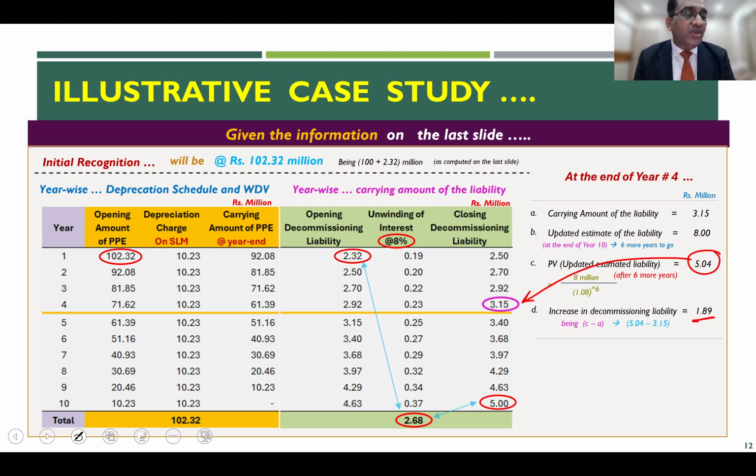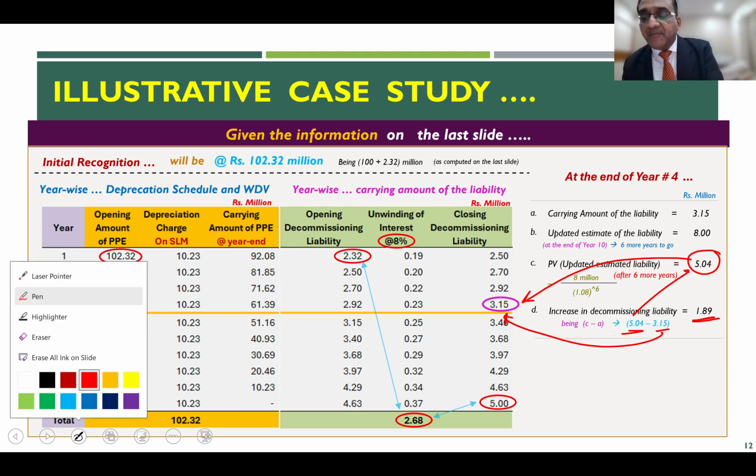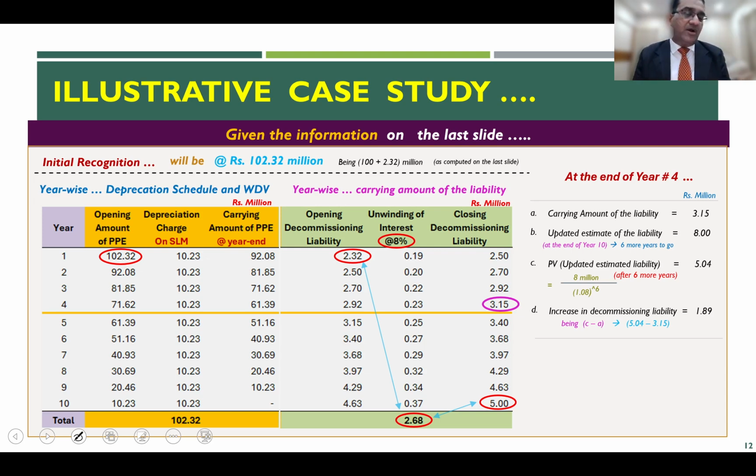So therefore, you will have to have an increase of 5.04, this number, minus 3.15, which is your carrying amount of the liability. So therefore, because of the change in the estimate of the liability, at the end of the fourth year, 1.89 million should be recorded as the additional liability.